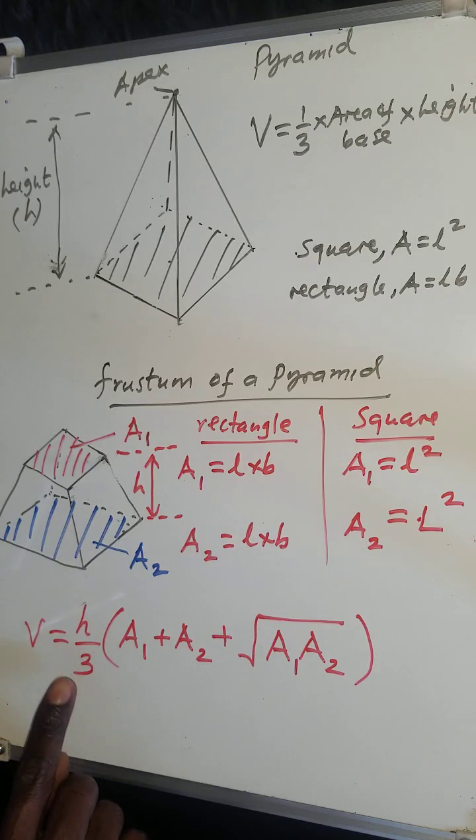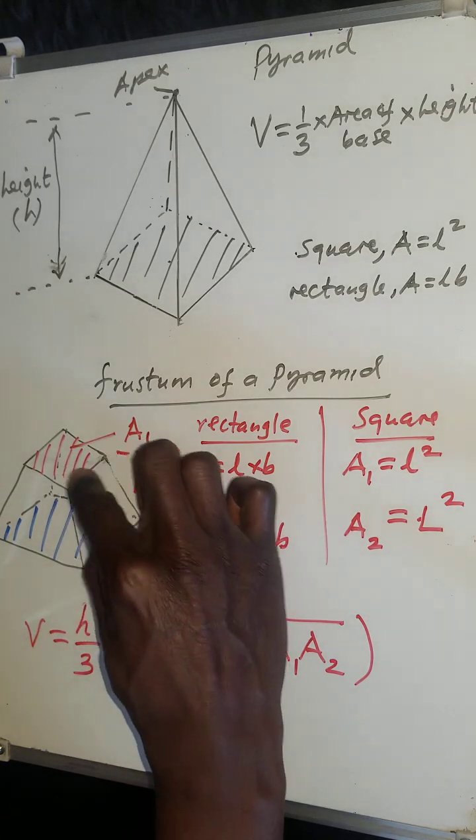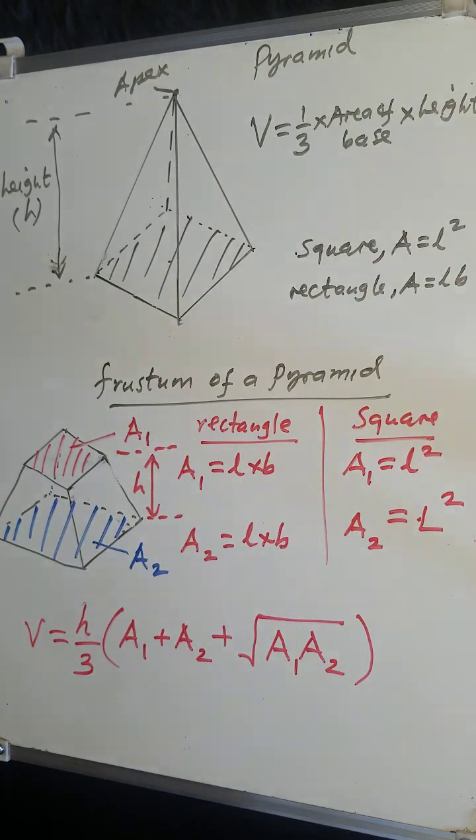But remember, it is h/3. The height is the height of the frustum that you have been given.